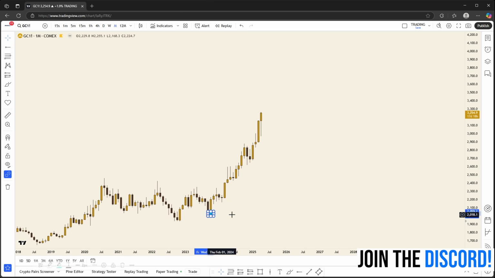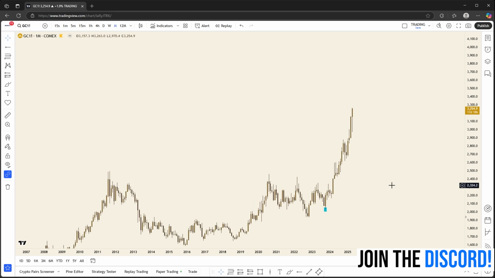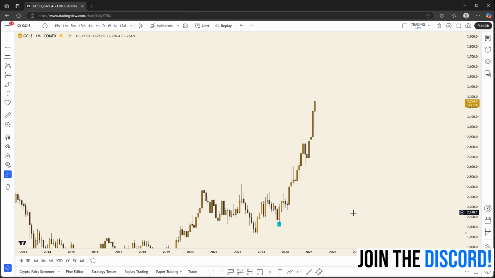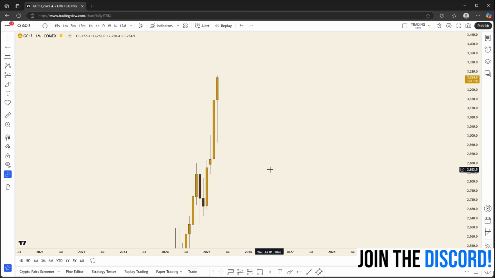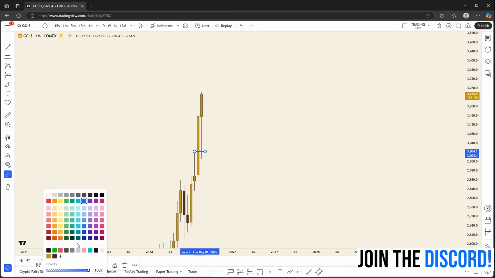By the way, this little blue box, this is when I called the low of gold. I said this would be the low forever. And I was right. Okay, and I called that the day it happened. And you could ask anybody in the Discord. I'm not just lying. The one thing that we have on the monthly is a monthly immediate rebalance on gold.